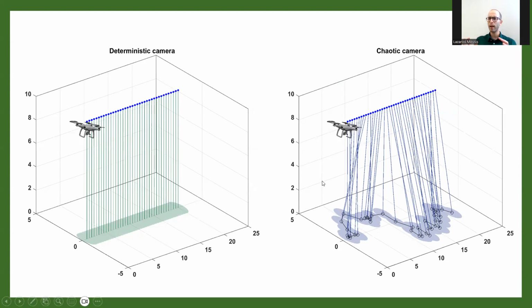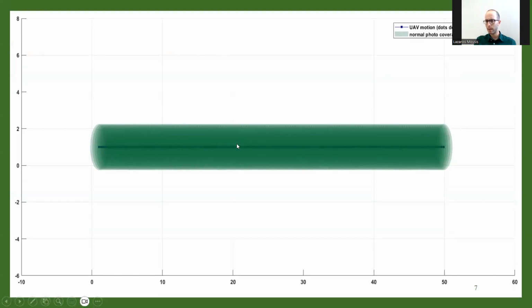Of course, we can combine this with multiple agents. Let's say I have one agent that moves deterministically and another agent that moves with a chaotic camera. So possibly we could have a combination of determinism and chaoticity, to have some sort of optimal situation where any adversary will have no idea how we're going to move next. So I have some simple MATLAB simulations.